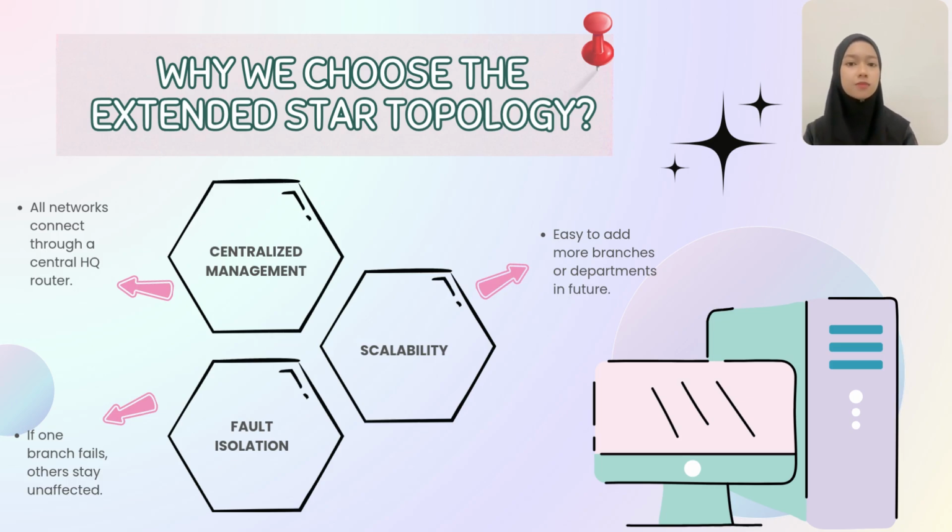The second one is scalability. If the company expands in the future, we can easily add more branches or devices without changing the whole network structure. And lastly is fault isolation. If one branch or switch has a problem, the rest of the network will still function normally, and this makes troubleshooting and maintenance more efficient. So overall, this topology is reliable, simple to manage, and suitable for a growing company like Innotech.